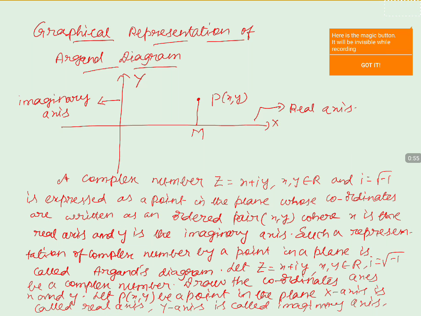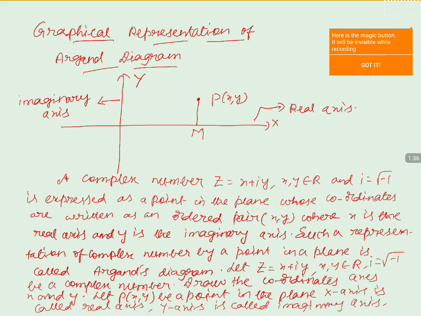And we know that both x, y belong to the real numbers. And as usual, the value of i, that is the imaginary number iota, is equal to the square root of minus 1. Now, if we take z = x + iy, it is going to be expressed as a point in the plane whose coordinates are in the form of an ordered pair, and that ordered pair is nothing but (x, y). We'll call x the real axis, and y can be called the imaginary axis.